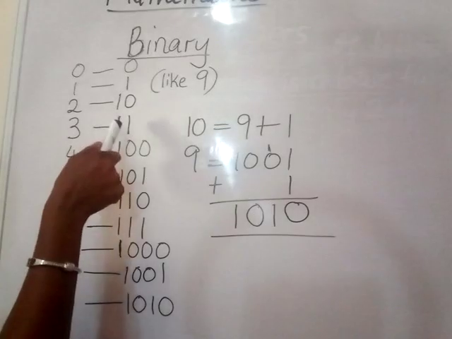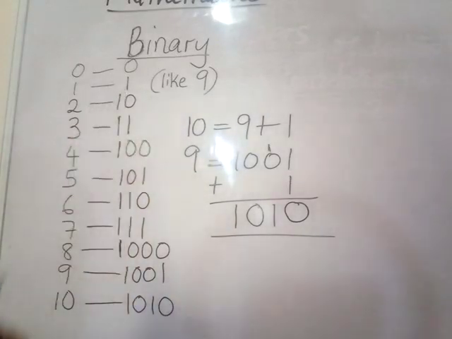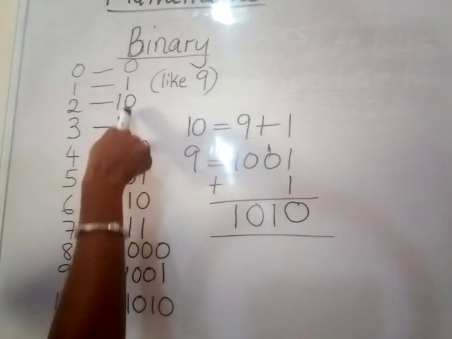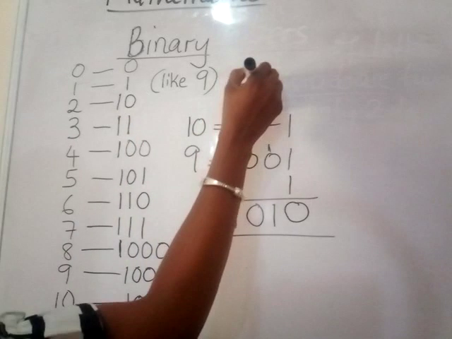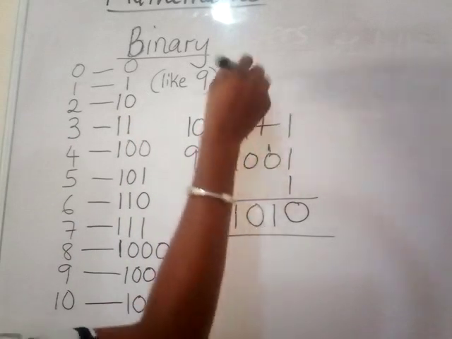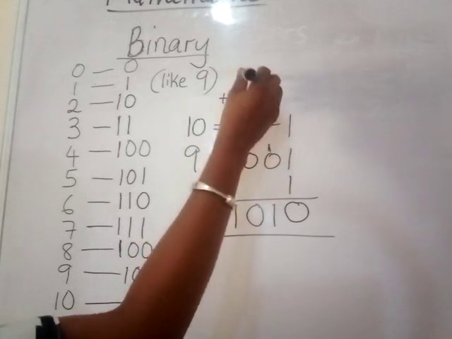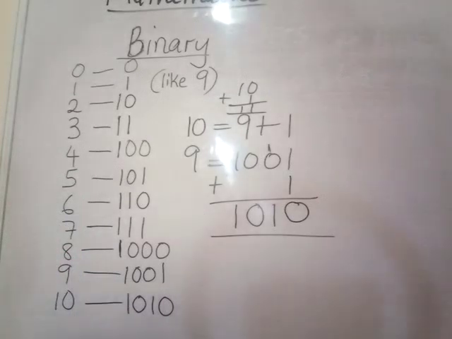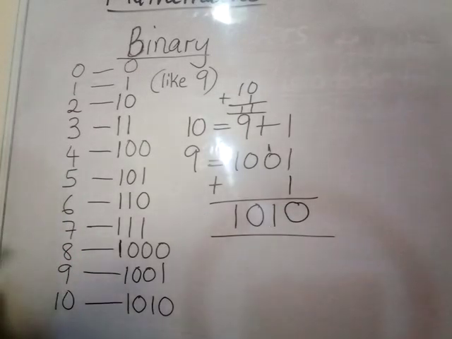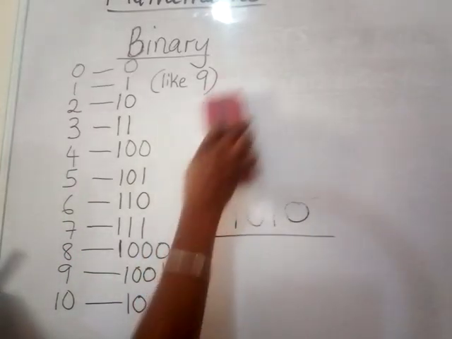Then when you want to go to 3, just add 1 to this 1 and 0. Remember, the 1 will stay under the 0, right? Like that. This is 1, 0, and this is 1. Add 1 plus 0 is 1, 1 plus 1 is 1. So that's why 3 is 1, 1. And then we say for 4, 4 is what?